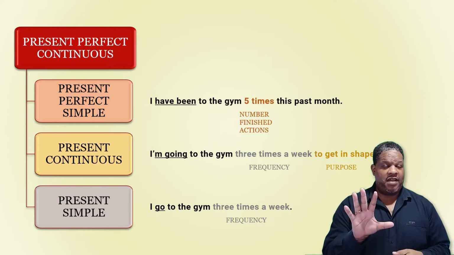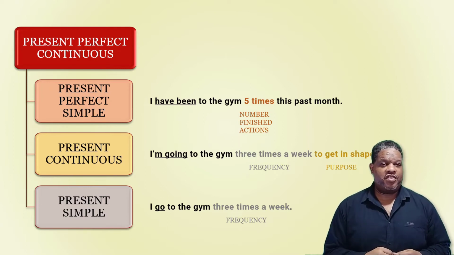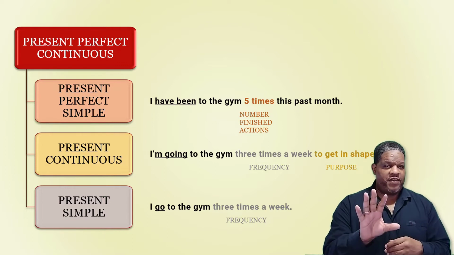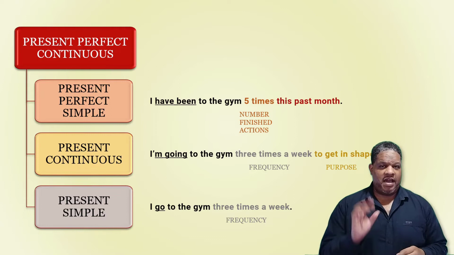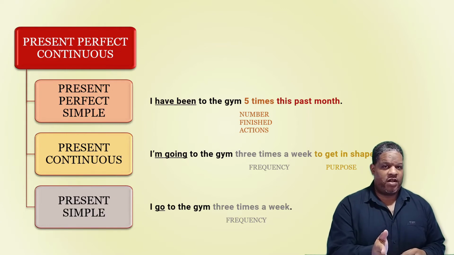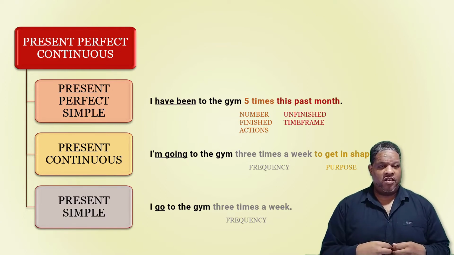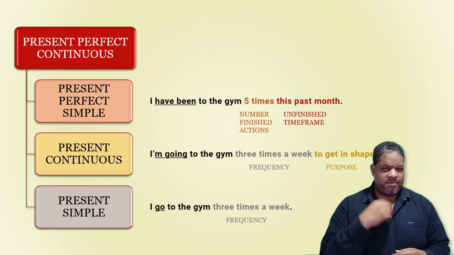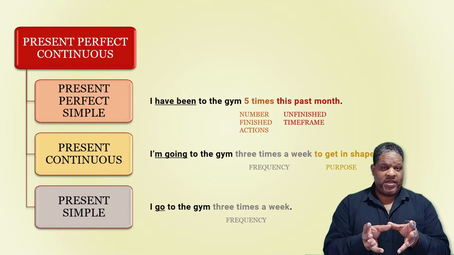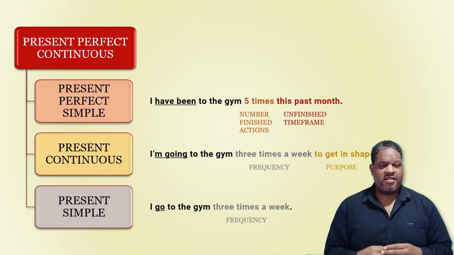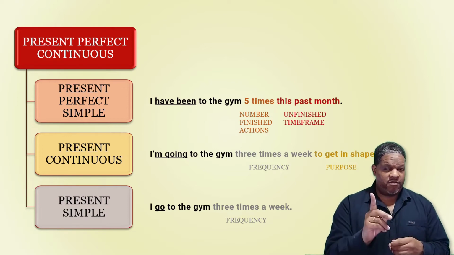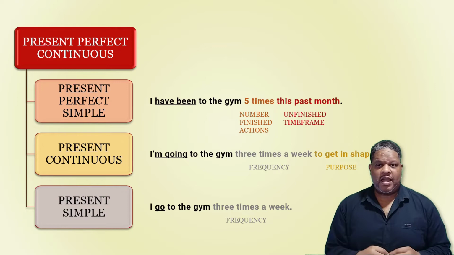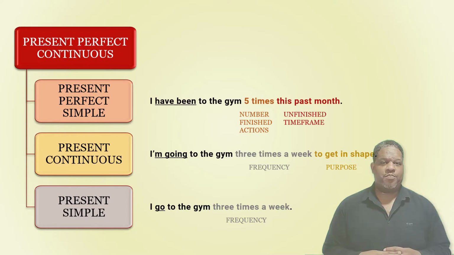So we have 5 finished actions. 5 finished actions spread out over the month. Not 5 actions at once. I haven't been to the gym, or I didn't go to the gym 5 times yesterday. I've been to the gym 5 times this month. So that tells us the number spread out over time, and that tells us it's present perfect simple.